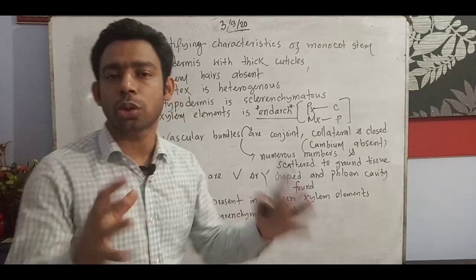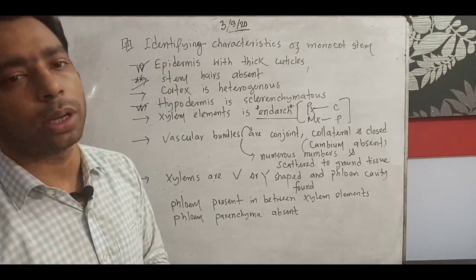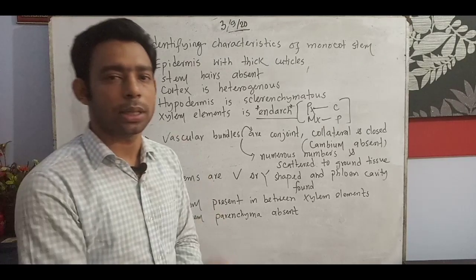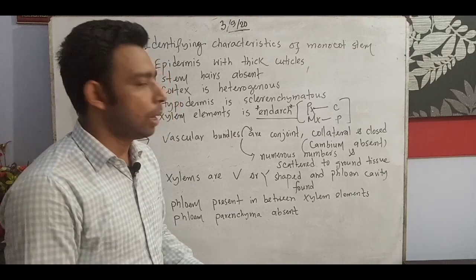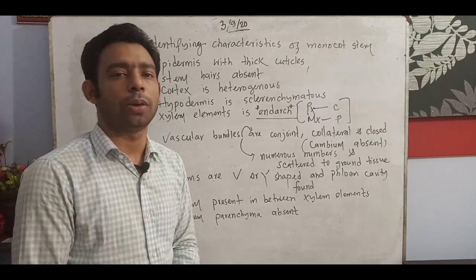In this way, we have learned the total monocot stem. Monocot root is the one remaining topic that we will discuss in the next class. Then we can complete our chapter.